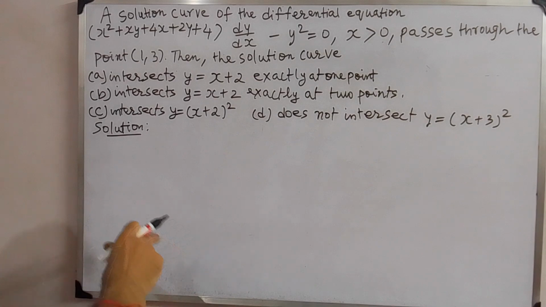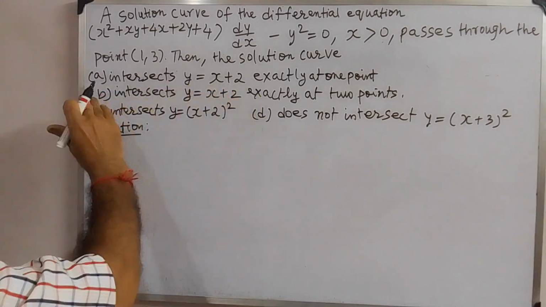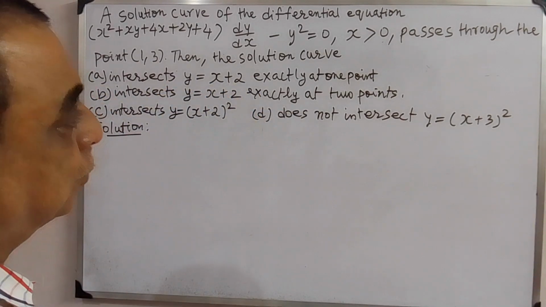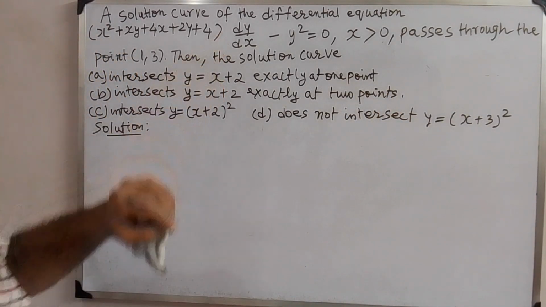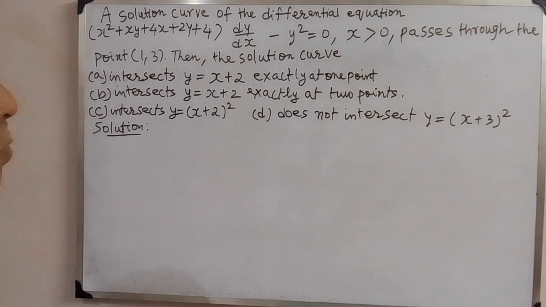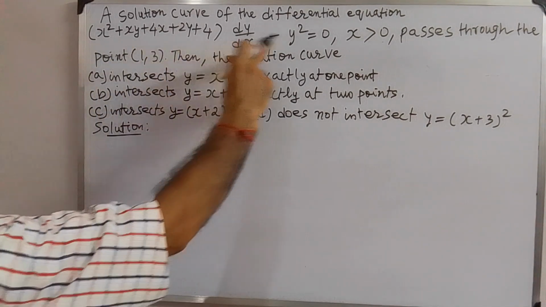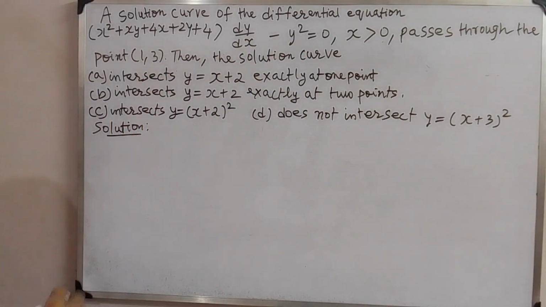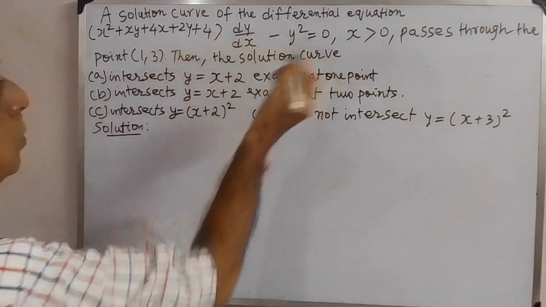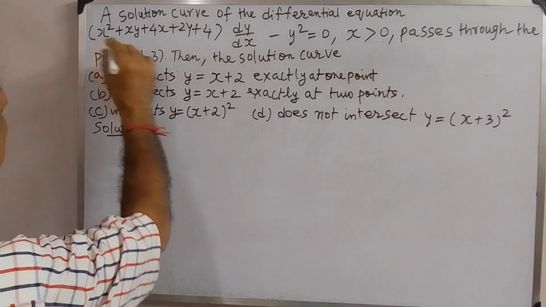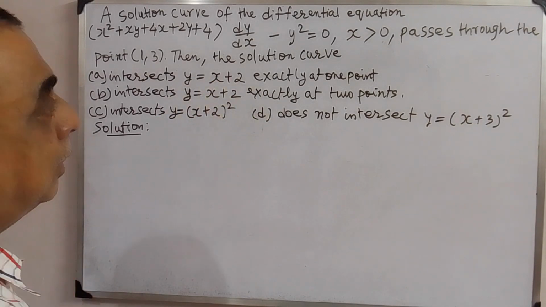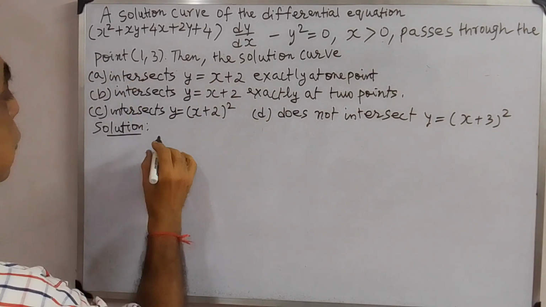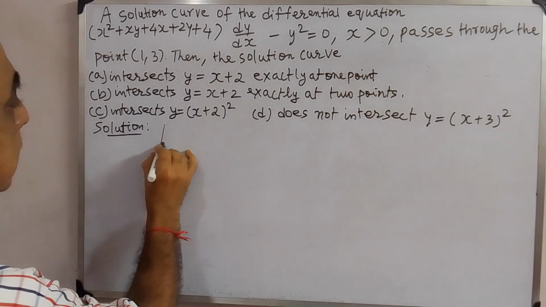So we have to check these 4 given options about that curve. First we have to find the equation of the curve whose differential equation is given, by the solution of this differential equation. So first we will solve this differential equation and get the equation of the curve.